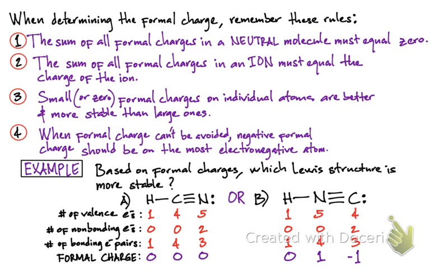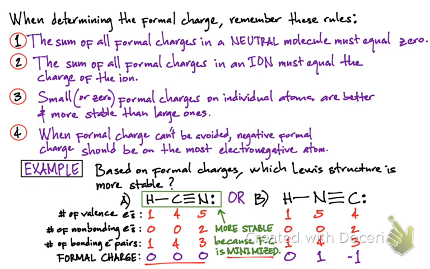And so when you're looking at these factors written above, factor number 3 says small or 0 formal charges on individual atoms are better and more stable than large ones. So in that case, structure A, this one right here, would be the more stable structure. It's more stable because the formal charge for each element within the molecule is minimized.